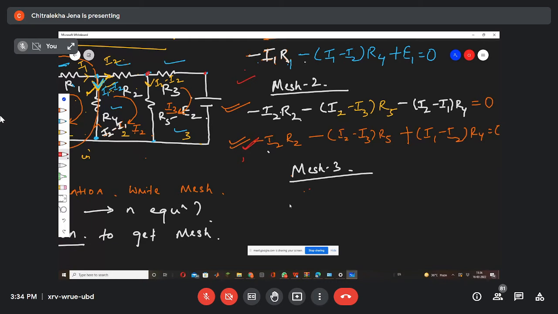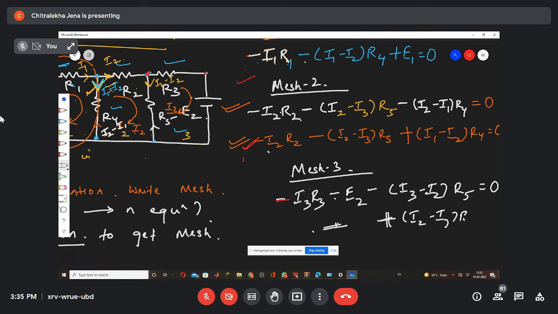Yes, what is the mesh equation? Mesh 3 equation will be minus I3R3 plus E2, minus E2. Then if I'm taking minus, this current plus I2, I3, very good, I3 minus I2 into R5 equal to 0. You can also take the opposite current, that is I2 minus I3 into R5 will be equal to 0. You can take any of the currents, no problem.